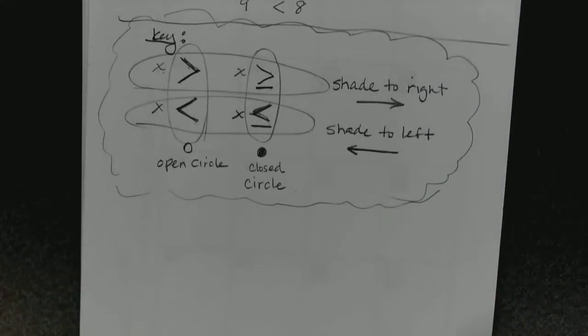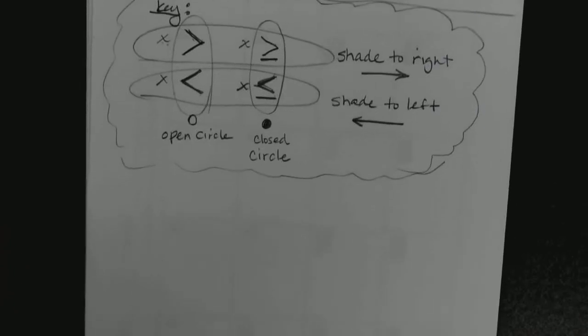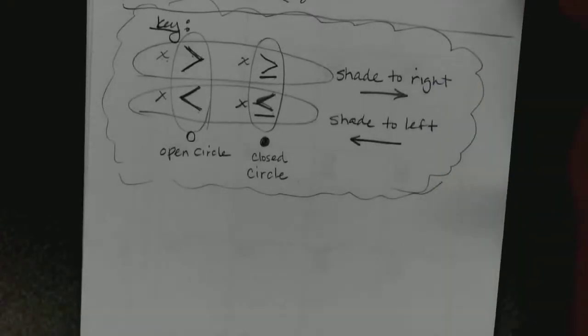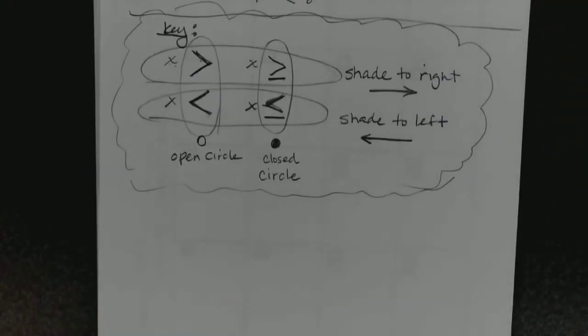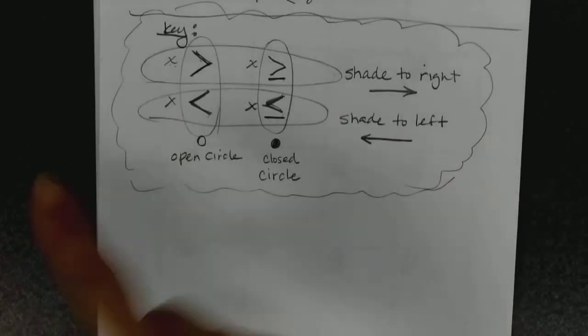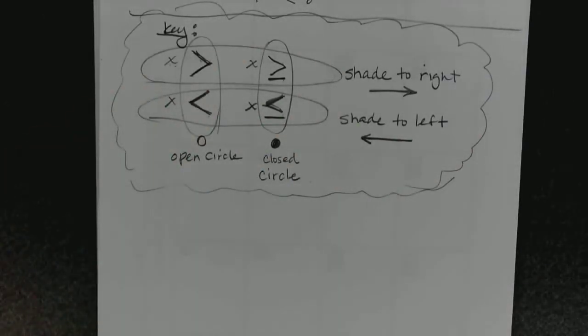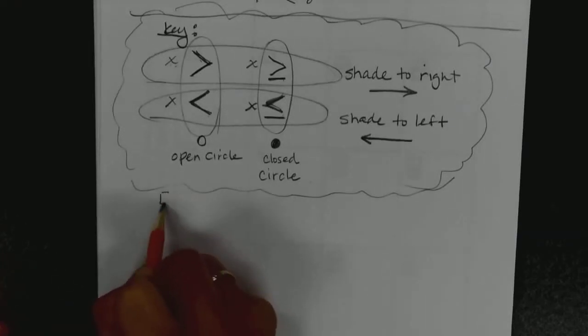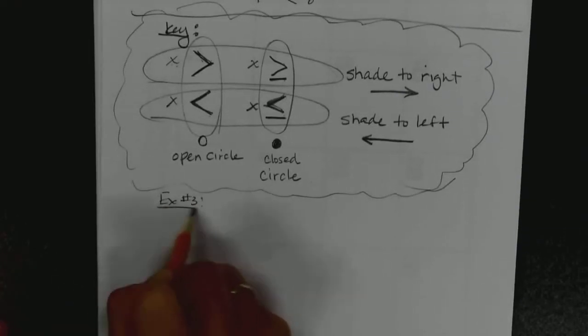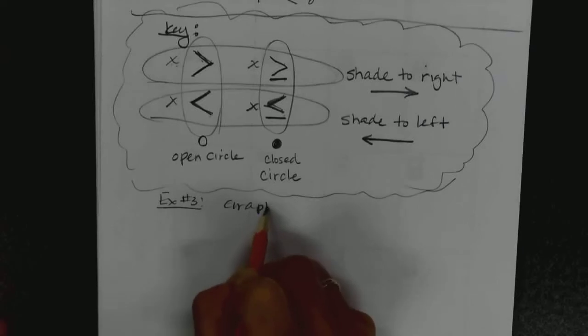So let me give you a couple examples, and then we'll be done with the lesson. Okay? All right. Here we go. Ready? Or are you done with the key? Is everybody done with the key? You still writing? Okay. Is this helpful, the key? It will be? Okay. All right. So here's example number 3. It says graph.